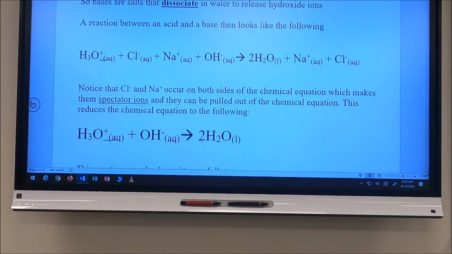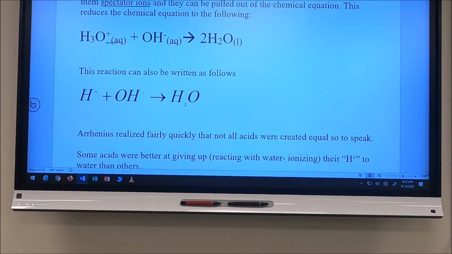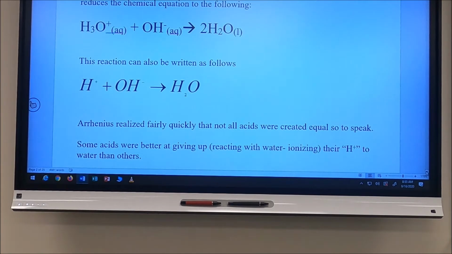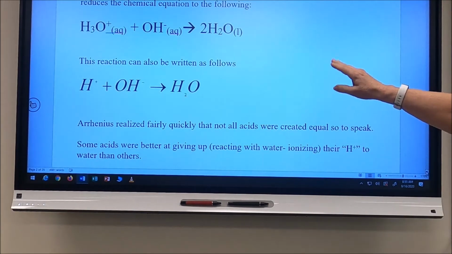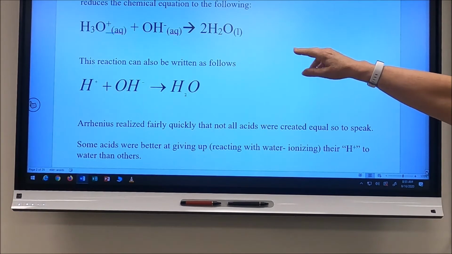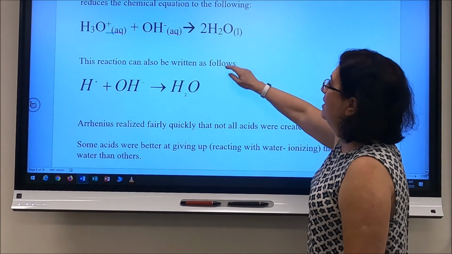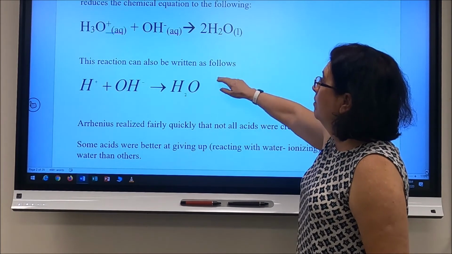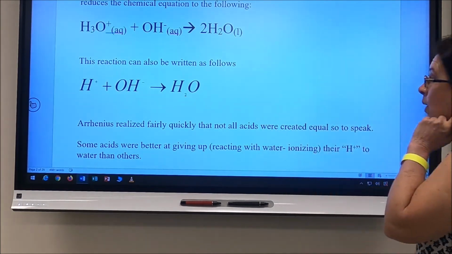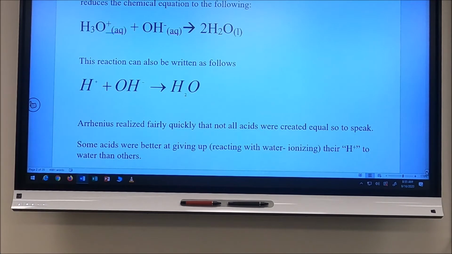Okay? And if I remove them as spectator ions, what we see is hydronium ion plus hydroxide ion going to water. Sometimes this reaction is written as H+ plus OH- going to H2O. This is more realistic, but this we see a lot. Okay? So, the reaction between an acid and a base.